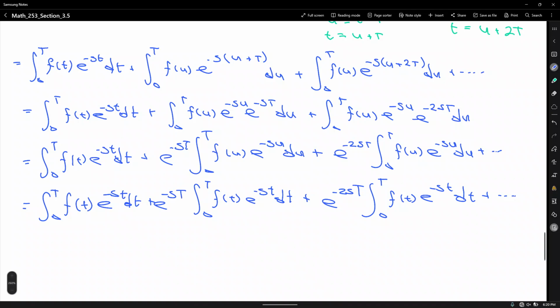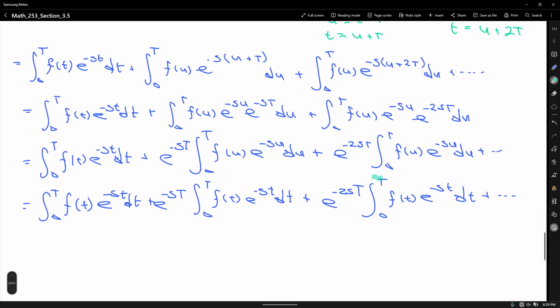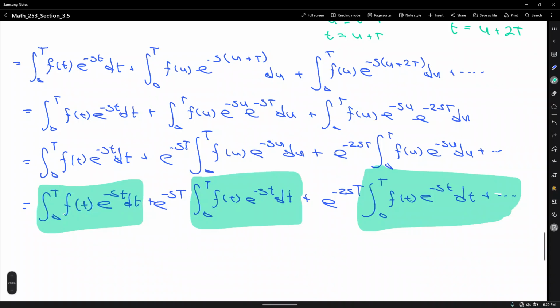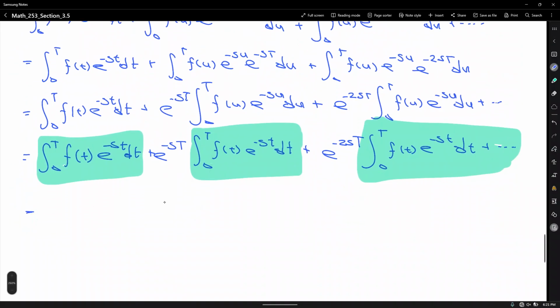So guys, the reason why I'm doing this is because, check this integral right here. Do you guys agree that the integral is a common factor? I'm going to factor it out. Leave some space for something. The integral from 0 to T of f of t e to the negative st dt.